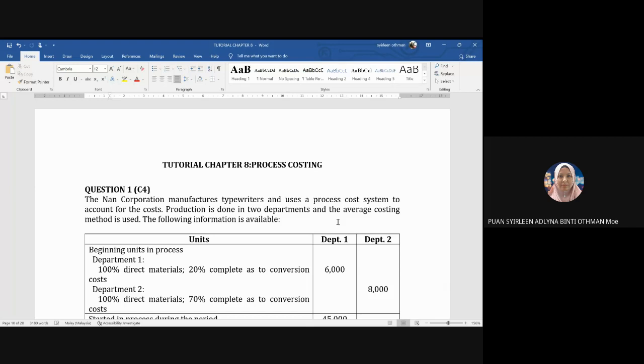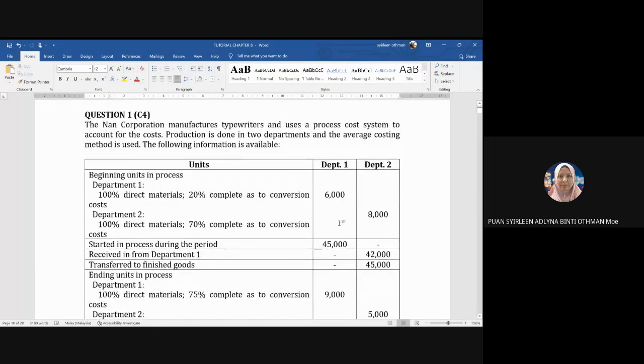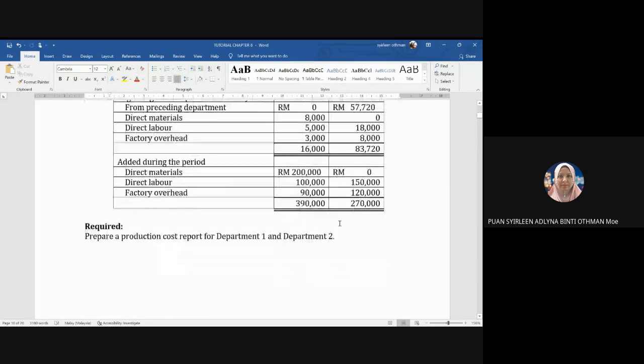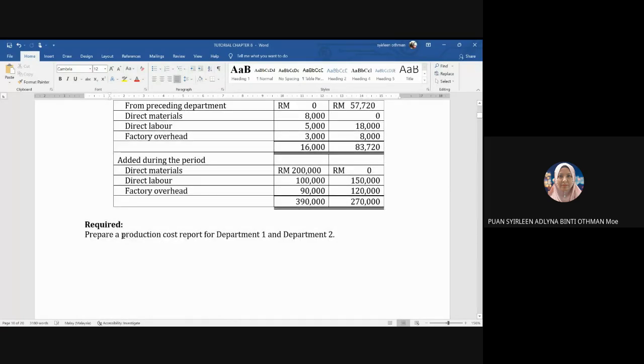Sekiranya soalan minta kita prepare production cost, like question 1, this is very obvious lah. Dia minta kita prepare a production cost report. So your answers should be in a form of production cost report, the full production cost report termasuk dengan tajuk. Tajuk meaning name of the company and then production cost report for tempoh yang dia minta lah. Normally it's given in the question.